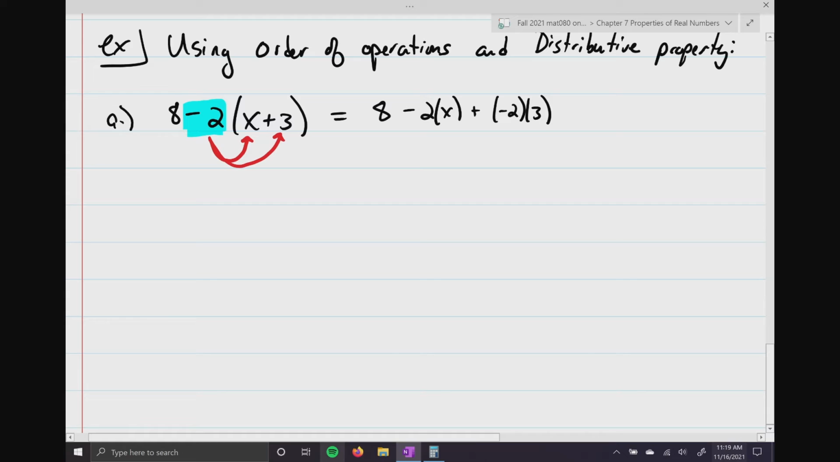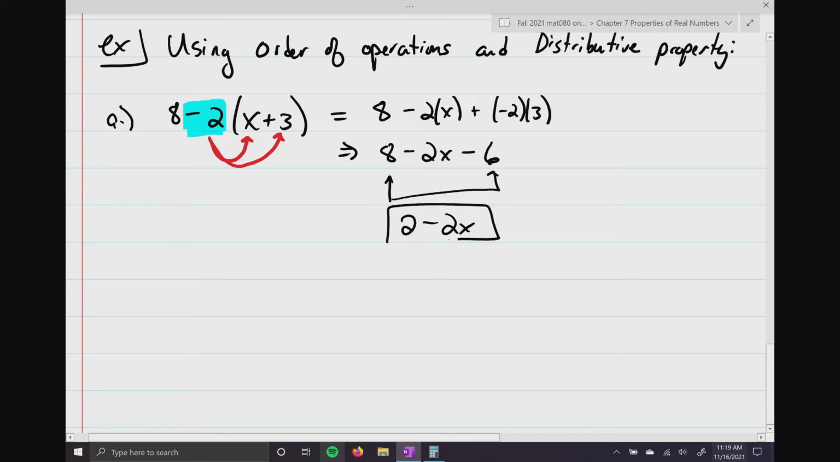Now, I wrote it like this for a specific reason because I want you to see that that negative is included with the 2. So when you go to distribute it, you got to write negative 2. So I get 8 minus 2x, and then negative 2 times positive 3 is going to be minus 6. Now I can group those two numbers right there. So 8 minus 6 is going to be 2 minus 2x.